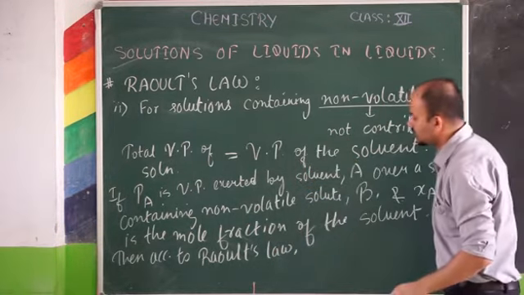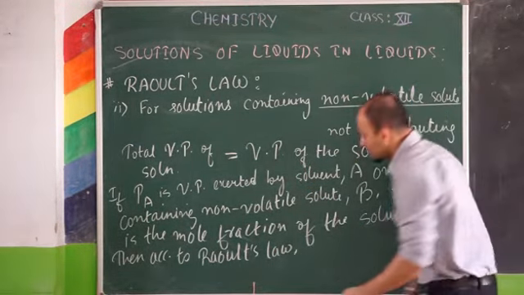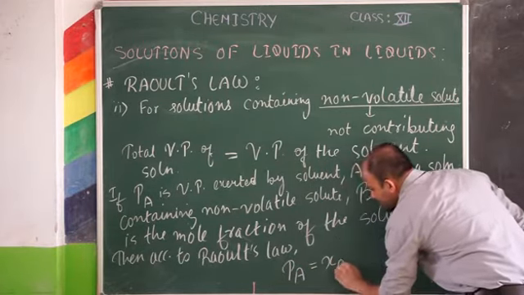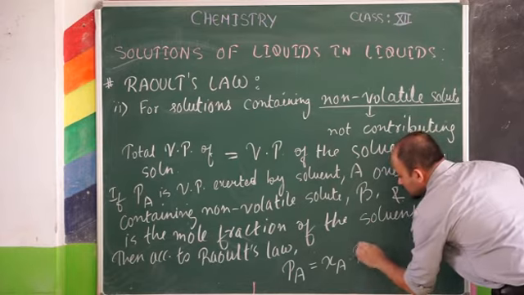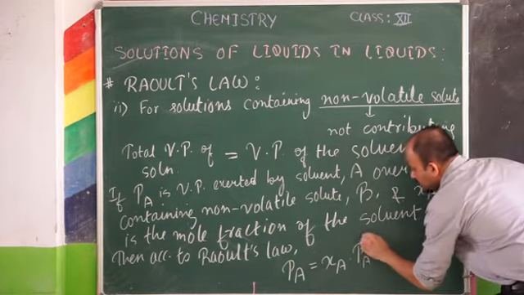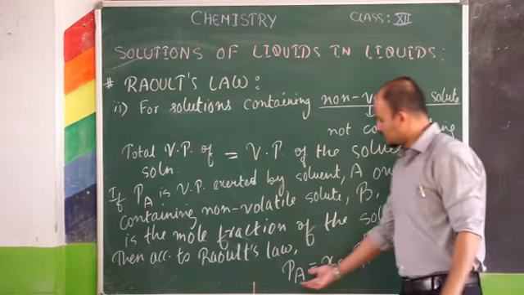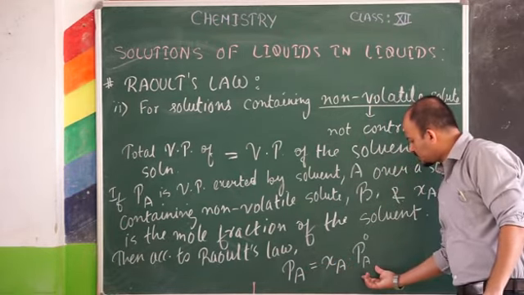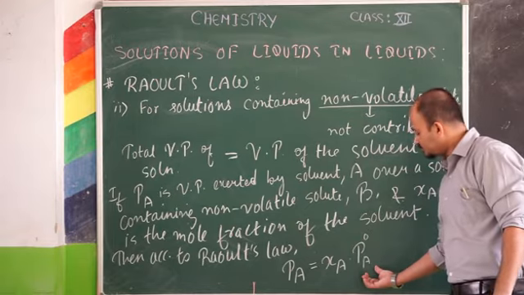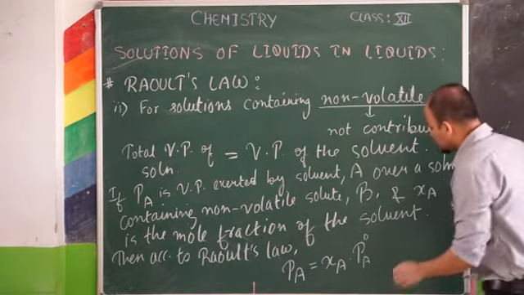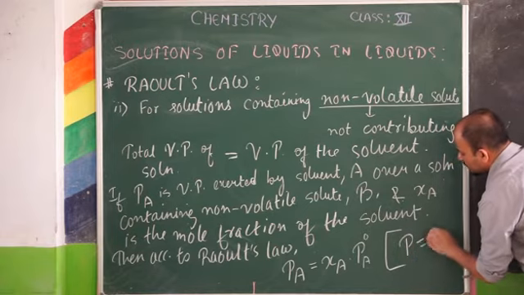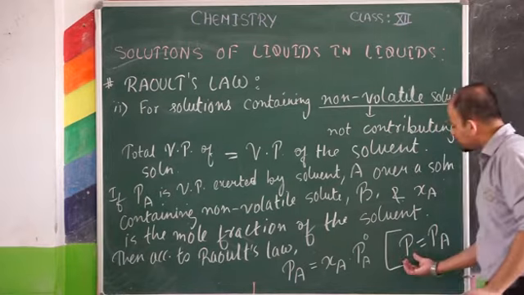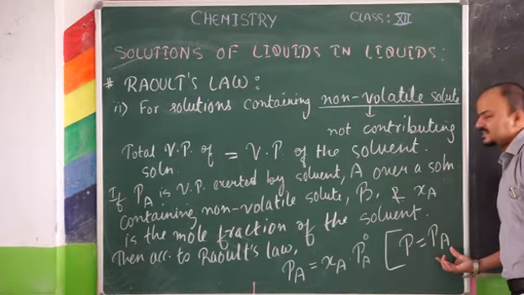we have discussed Raoult's law. So, according to Raoult's law, what do we have? We have partial pressure of A equal to the mole fraction of A into the pressure exerted by A whenever it is in the pure state. Yes or no? But here, you know the total pressure P is equal to PA. This P is the total pressure, and this PA is the partial pressure.